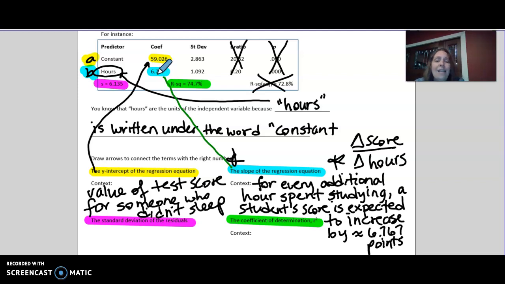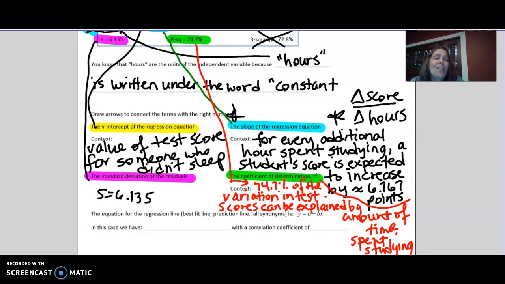Your context, again, is going to be based on what we said on the other page. So see if you can figure it out and then come back and see if our answers match. All right, please check your answer. It should be that since R squared is 74.7%, 74.7% of the variation in test scores, because that's the Y value, can be explained by the amount of time spent studying.